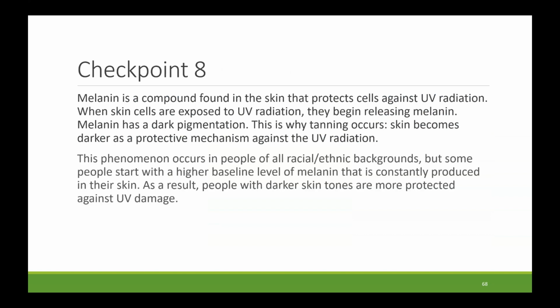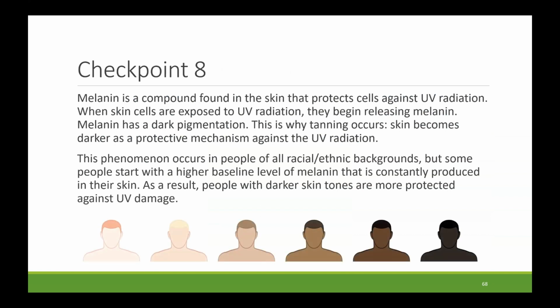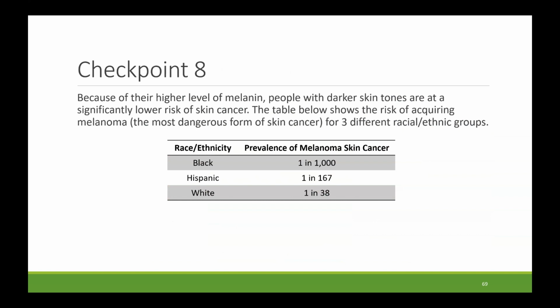This phenomenon occurs in people of all racial and ethnic backgrounds, but some people start with a higher baseline level of melanin that is constantly produced in their skin. As a result, people with naturally darker skin tones are more protected against UV damage. And so we can see this borne out in the statistics where, because of their higher level of melanin, people with darker skin tones are at a significantly lower risk of skin cancer.